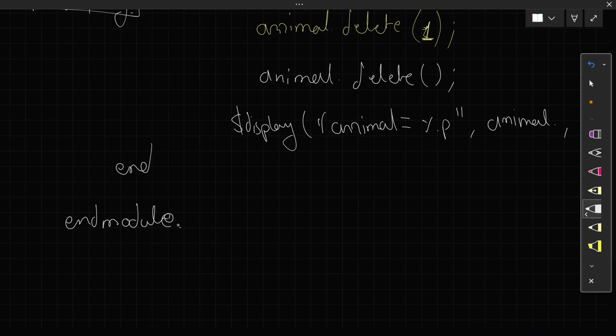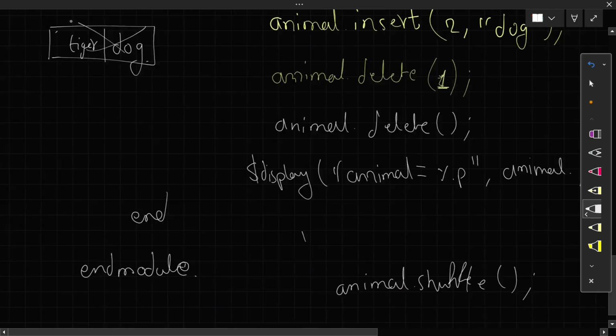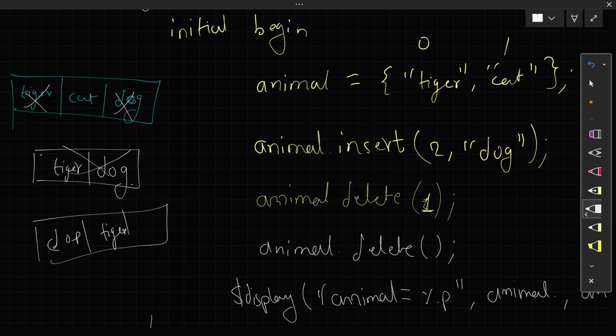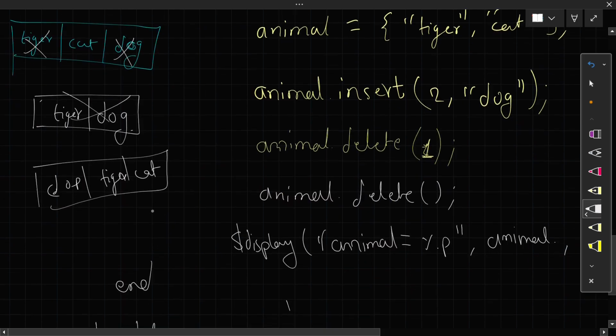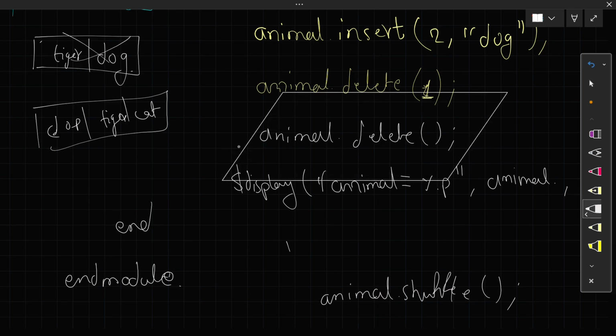So in this way you can write a queue. There are methods, for example you can shuffle by directly writing animal dot shuffle. If your array is tiger, cat, dog, the array will randomly shuffle, like dog, tiger, cat. So this is the shuffle method. If there is another method, you can use it with dot, like the delete method. The same process and same thing is there for any kind of array.